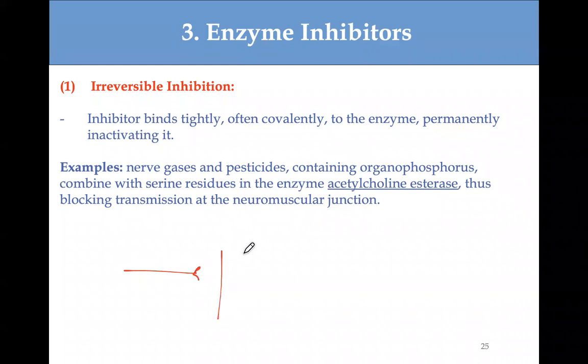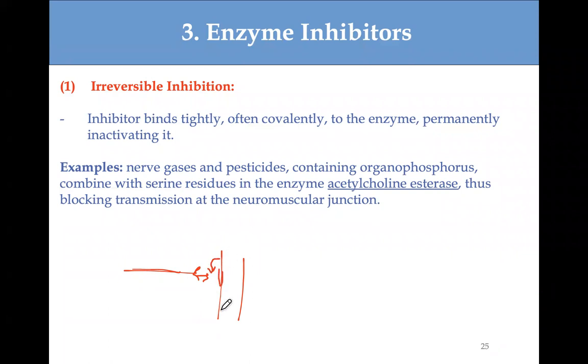If you want this muscle, for example, to contract, the nerve fires, and firing of the nerve will release acetylcholine. This acetylcholine will bind to its receptor on the muscle, and muscle contraction will happen. After the muscle contraction, we are done. We don't need any contraction anymore. Acetylcholine esterase will come and degrade the acetylcholine, and the contraction will be terminated.